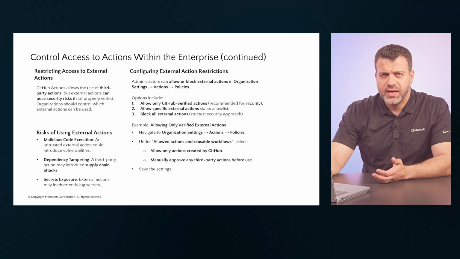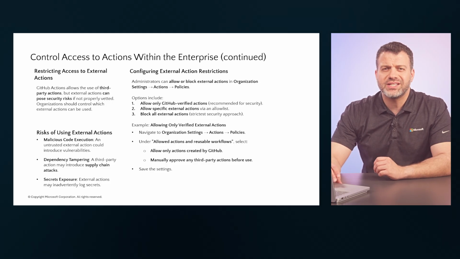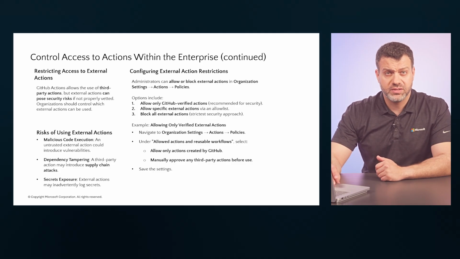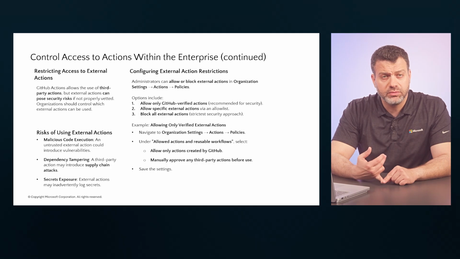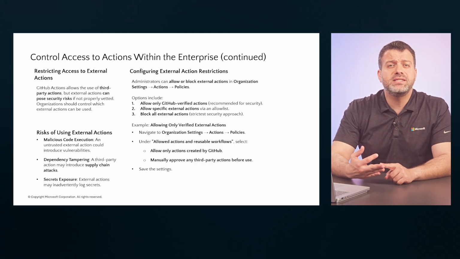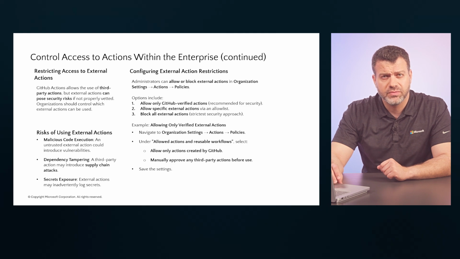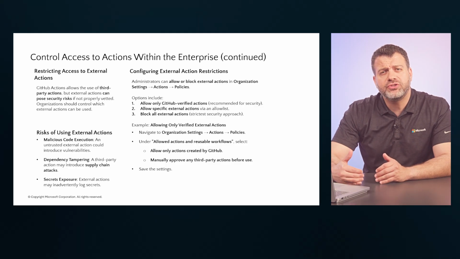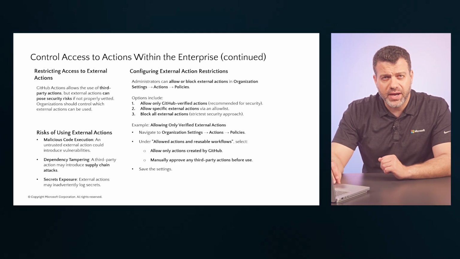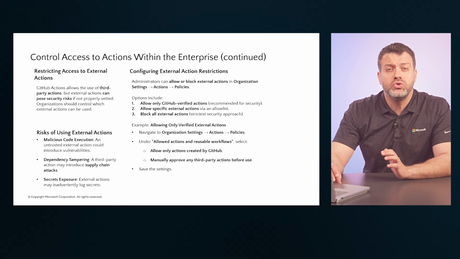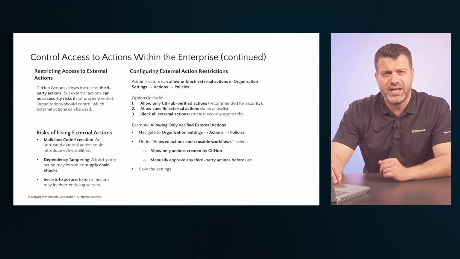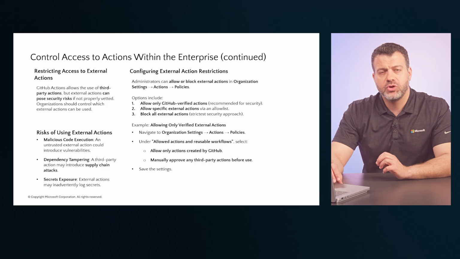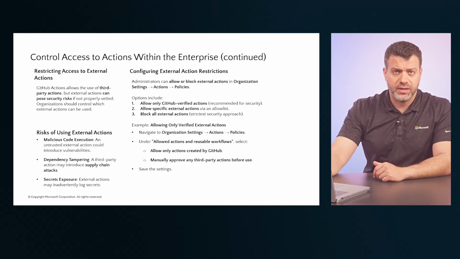Here's the real risk. Every time you use a third-party action, you're executing someone else's code in your pipeline. This introduces a lot of risks, such as malicious code execution, supply chain attacks, and accidental exposure of secrets. This is exactly how many recent DevOps security incidents happen. This is why enterprise policy matters. You can allow only trusted actions, restrict usage to approved sources, or block external actions entirely from your organization. You're not just managing workflows, you're managing the security of your entire pipeline.